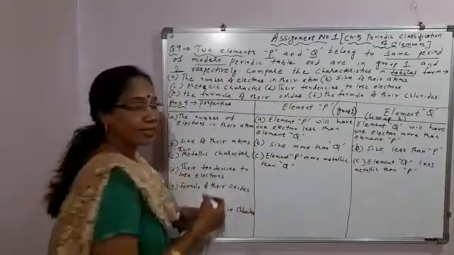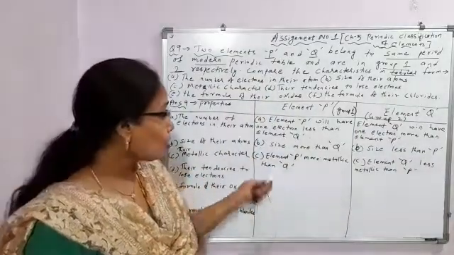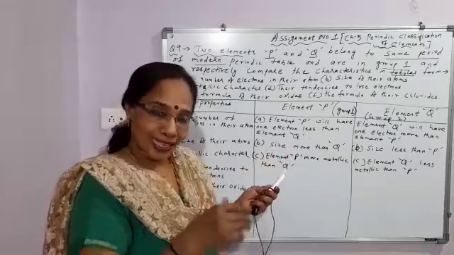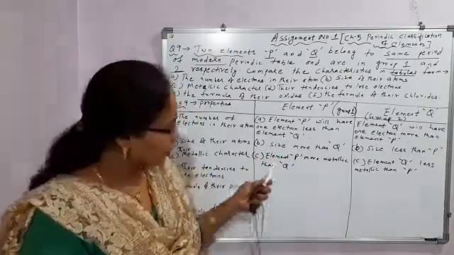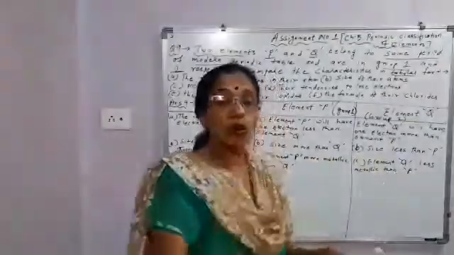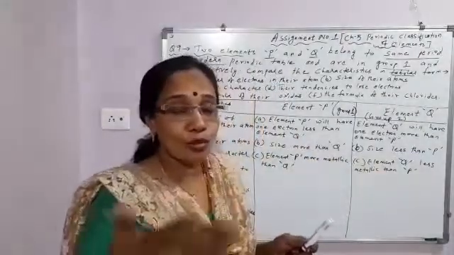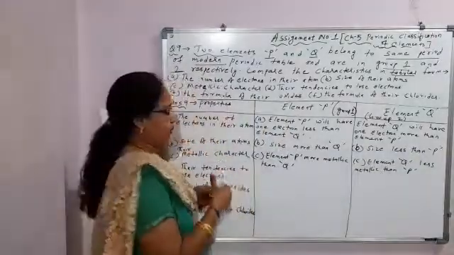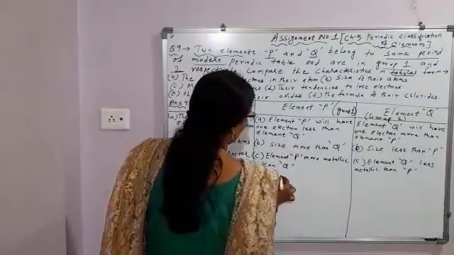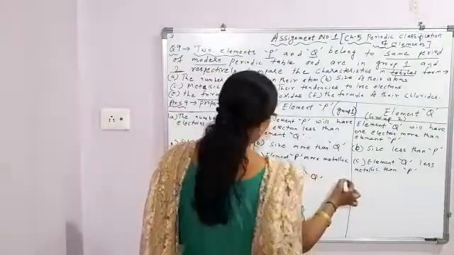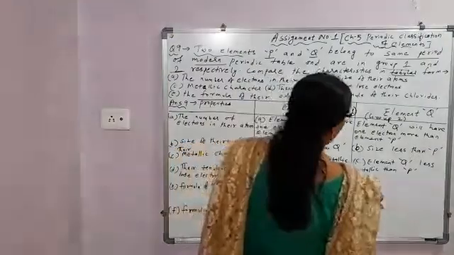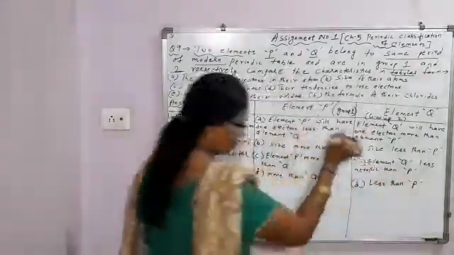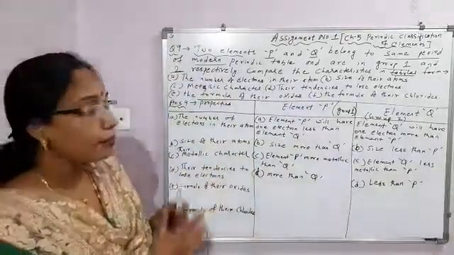Next, their tendency to lose electron, again the same. For tendency to lose electron, P is more because nuclear charge is less, so it can easily lose electron and form a positive ion. And here nuclear charge is more compared to P, so the tendency to lose electron and form a positive ion is less. So P has more tendency to lose electron than Q. Element Q has less tendency to lose electron than P.